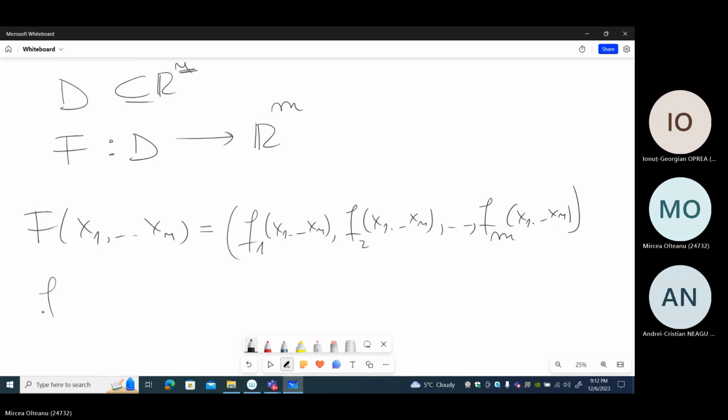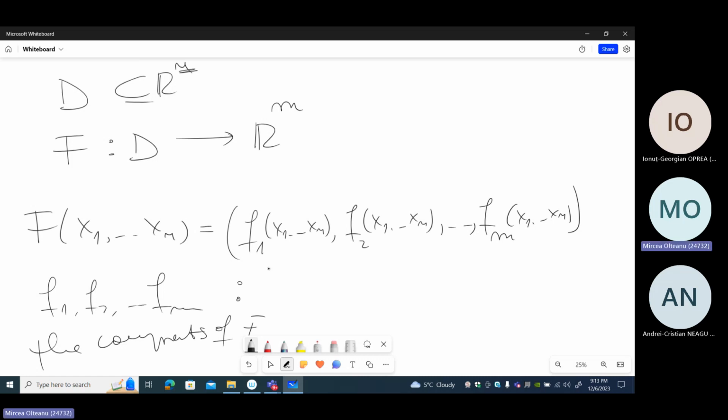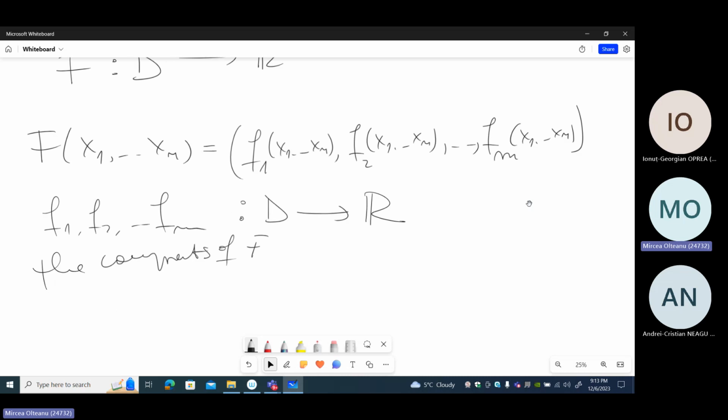Every f1, f2, and so on, fm are called the components of capital F. The components of capital F, and each of them is a function from D, but taking values where? In the set of real numbers. Yes, so f1, f2, up to fm are all functions of n variables, but taking real values.